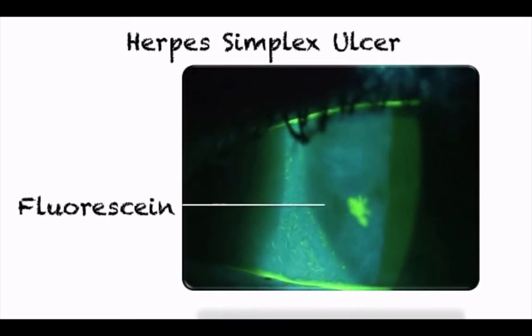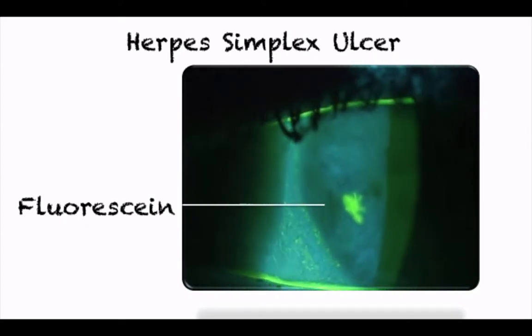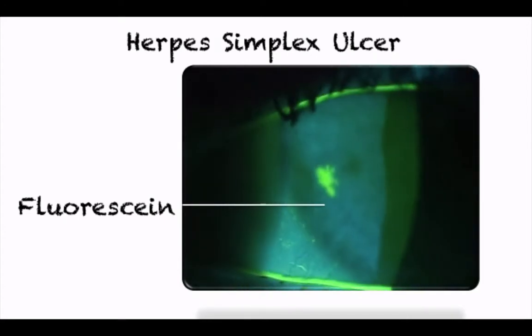Herpes simplex keratitis will actually cause an ulceration in the cornea that's usually dendritic in nature. It will stain with fluorescein as a vital dye will pool in defected areas of the ulcer. These ulcers have terminal end bulbs.